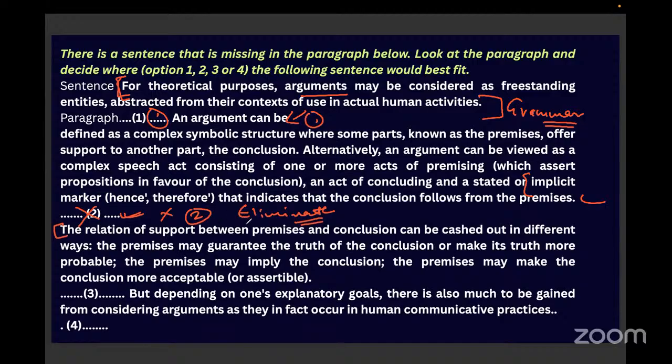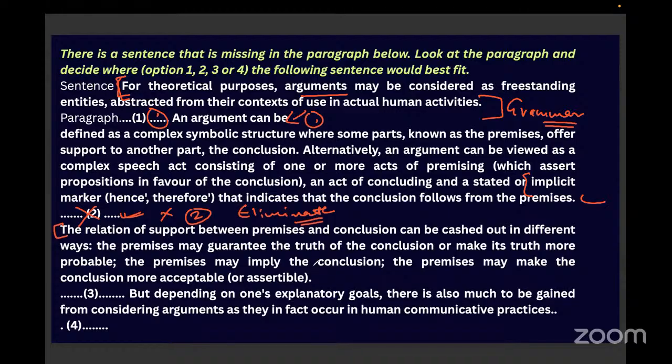The relation of support between premises and conclusion can be cashed out in different ways. The premises may guarantee the truth of the conclusion or make its truth more probable. The premises may imply the conclusion. The premises may make the conclusion more acceptable or assertable. For theoretical purposes, arguments may be considered as freestanding entities abstracted from their context of use in actual human activities. But depending on one's explanatory goal, there is also much to be gained from considering argument.